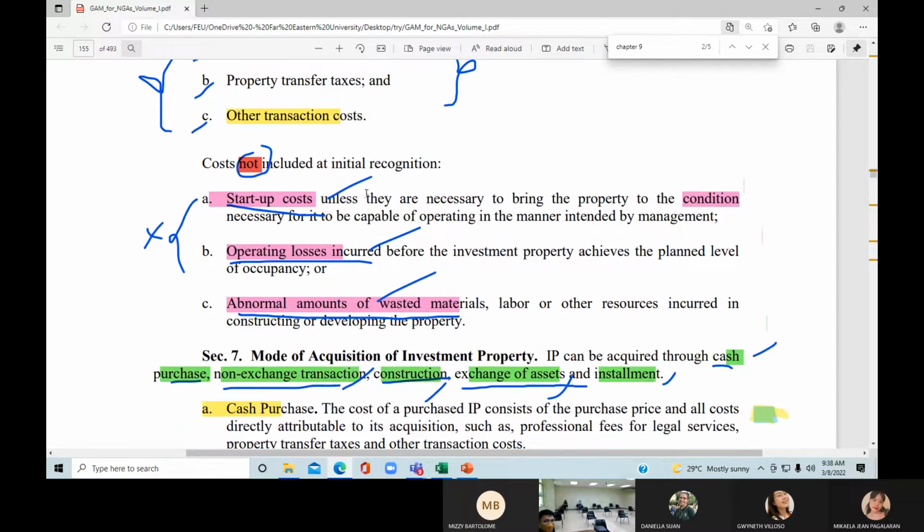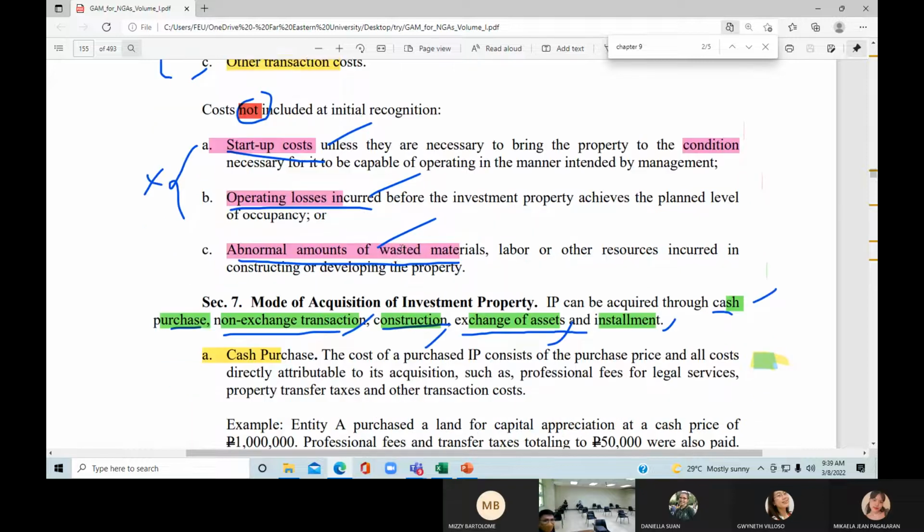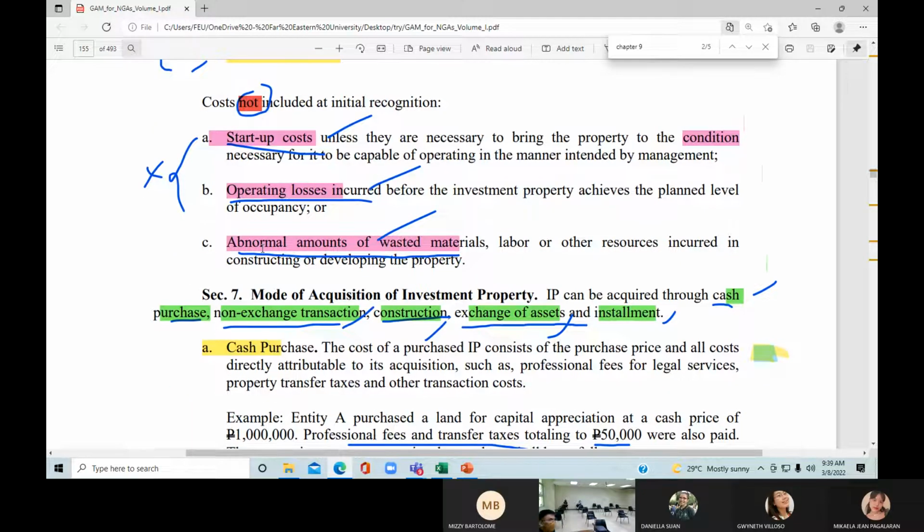Ito, costs not included naman. Startup costs, unless they are necessary to bring the property to the condition necessary for it to operate. Hindi rin kasali yung operating losses. And abnormal amounts of wasted materials.